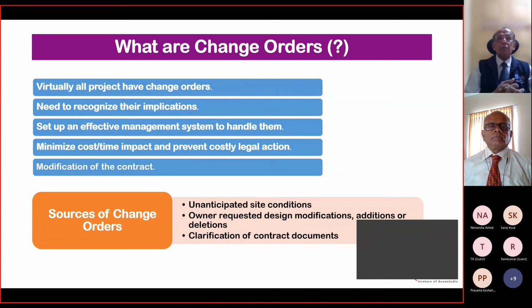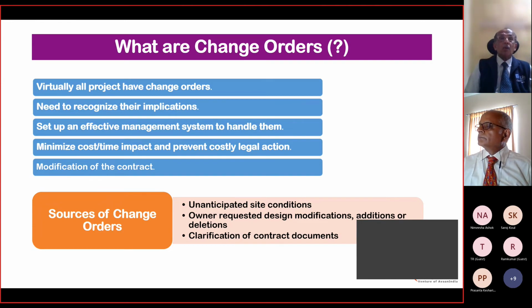Minimize cost and time impact and prevent costly legal action. See, this is the worst thing that can happen. Now, on the last day, day 6, we will have dispute resolution methods in contract management, where we'll see a case study to this effect.